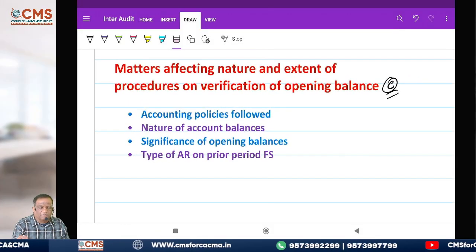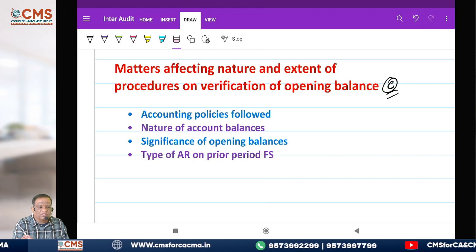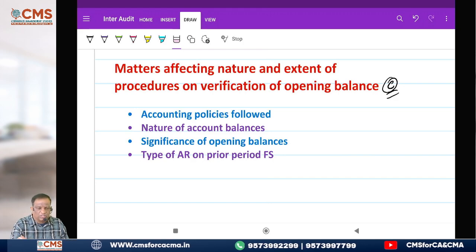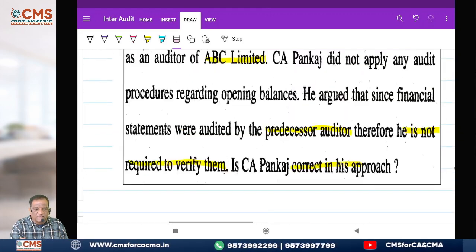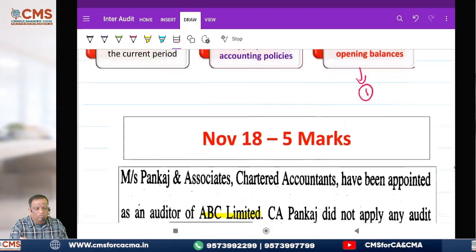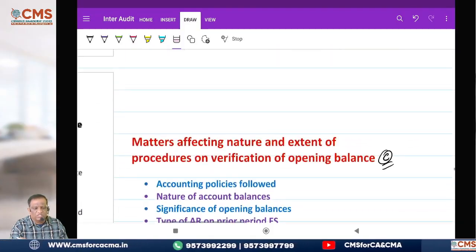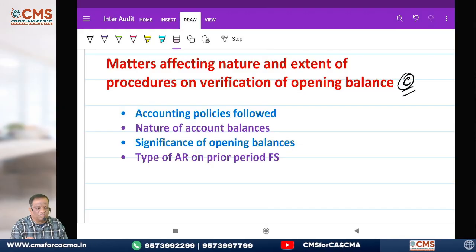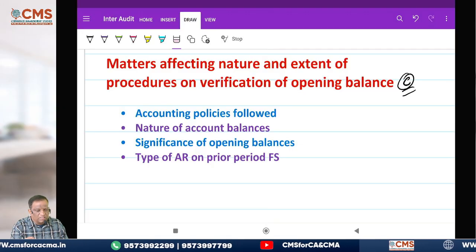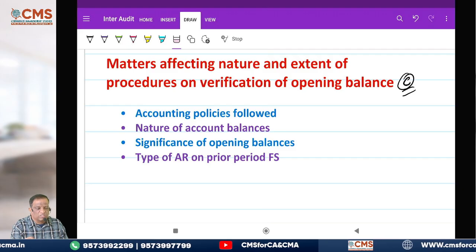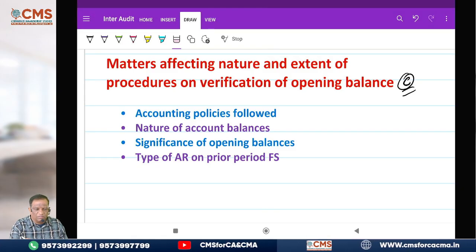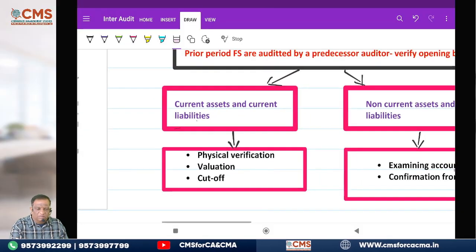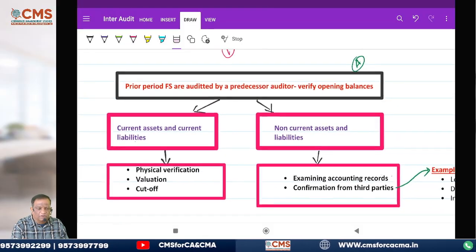Then he is talking about matters affecting the nature and extent of procedure of verification. When I'm verifying, what are the points I have to keep in mind? This point is a C category item. You can ignore it. I have to see that accounting policies are followed, the nature of accounting balances, that is, what type, is it a sensitive one and all that, the significance of it, is it material or immaterial, the type of audit report. All that I have to see, that is immaterial. But this is important.